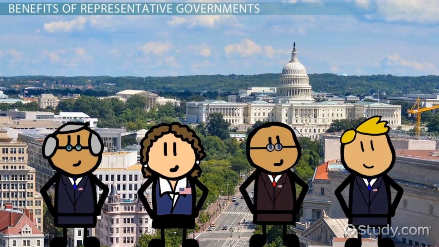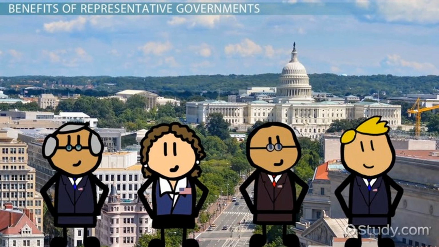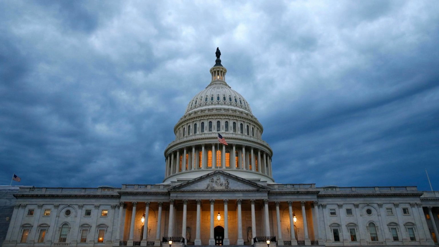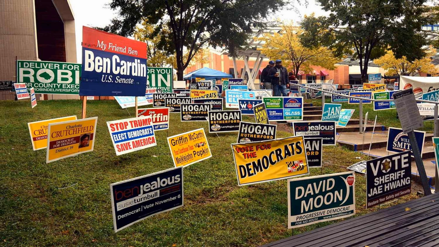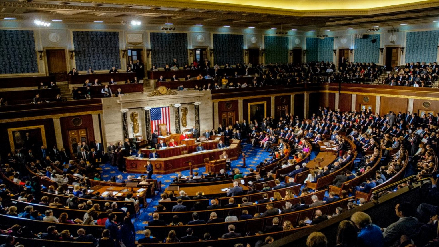In this section, we will explore the definition of representative democracy. Representative democracy is a system of government in which citizens elect representatives to make decisions on their behalf. It allows citizens to participate indirectly in the decision-making process by choosing representatives through elections. These elected representatives then represent the interests and viewpoints of the citizens in the legislative and executive branches of the government. Representative democracy aims to strike a balance between citizen involvement and the practicality of governing a large and diverse population.